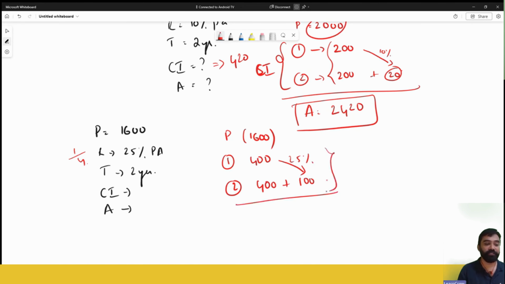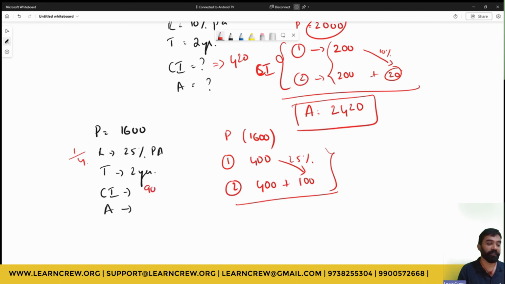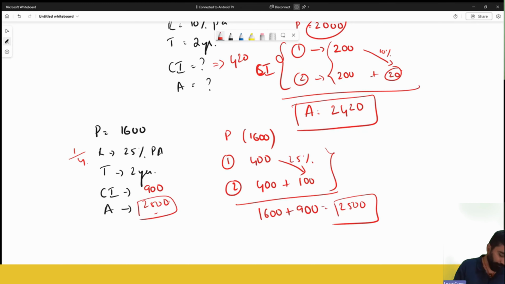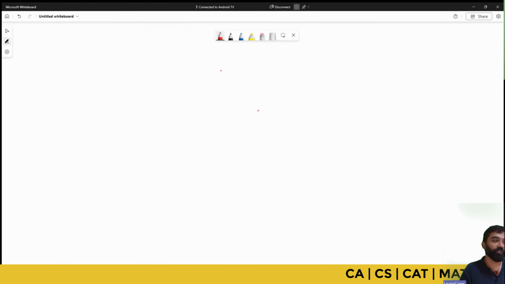What is the compound interest? 800 plus 100, that is 900. What is the amount? 1600 plus 900, that is 2500. Easy. Simple interest, it was direct. Compound interest, you're going to take it.